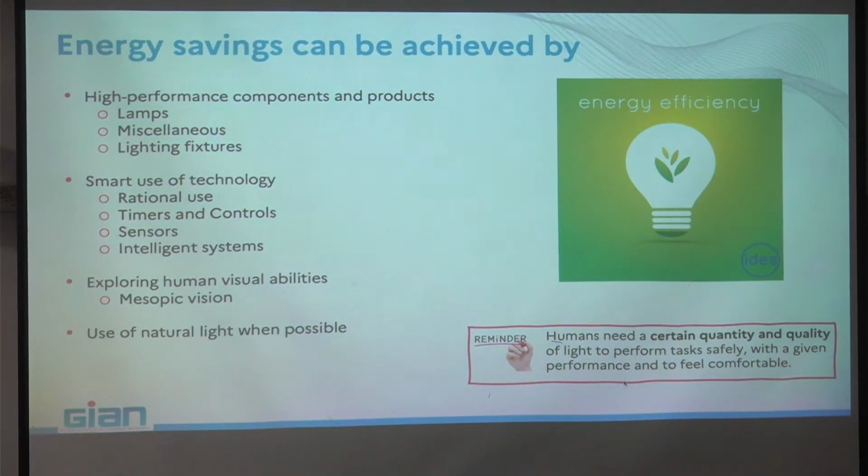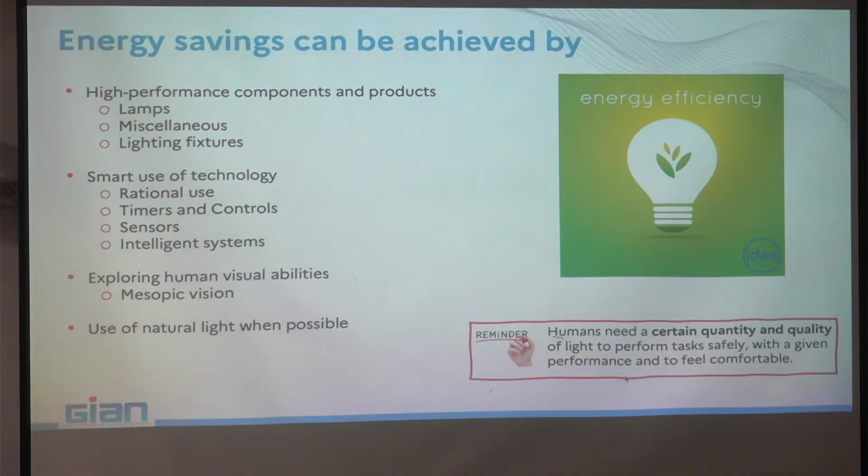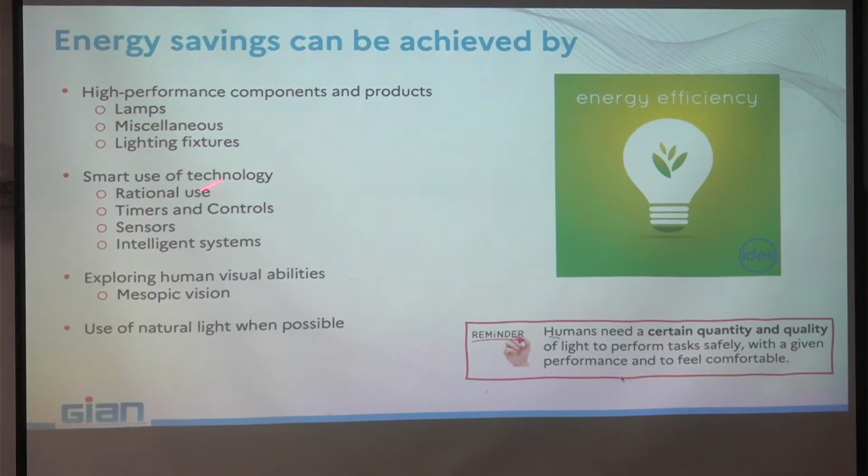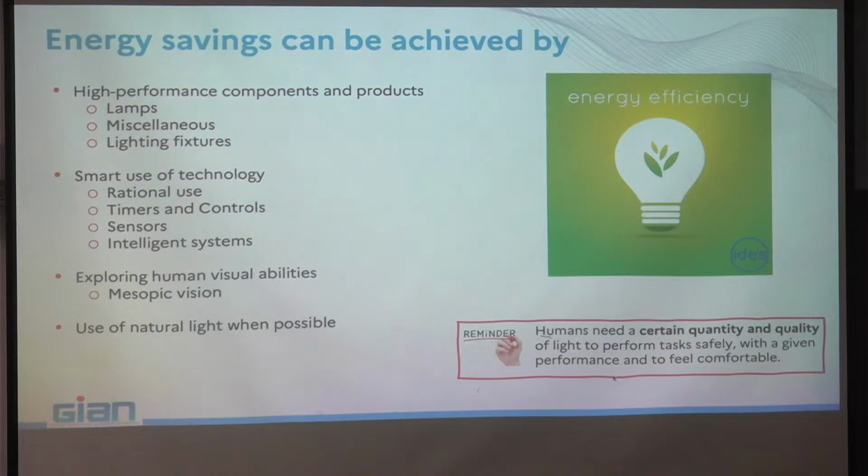Well, energy savings can be achieved in different ways. The first one is to use high performance equipment. This is the technology: high performance lamps, LEDs, and any other device that you have inside, for example, drivers. Then rational use of the technology and the light. You can add timers and controls, sensors, and intelligent systems.